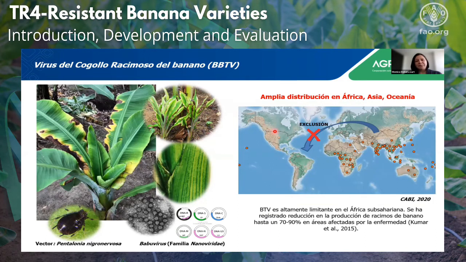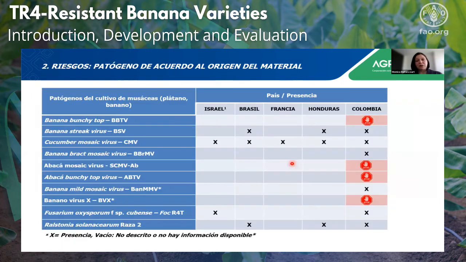Hay que hacer todo lo posible por excluir este patógeno, porque además en toda la zona tenemos el vector de esta enfermedad, que es Pentalonia nigronervosa. Y una vez tengamos casos positivos, el proceso de contención va a ser mucho más complejo incluso que Foc R4T. Entonces, ya sabíamos que el material solo nos presentaba riesgos por virus.